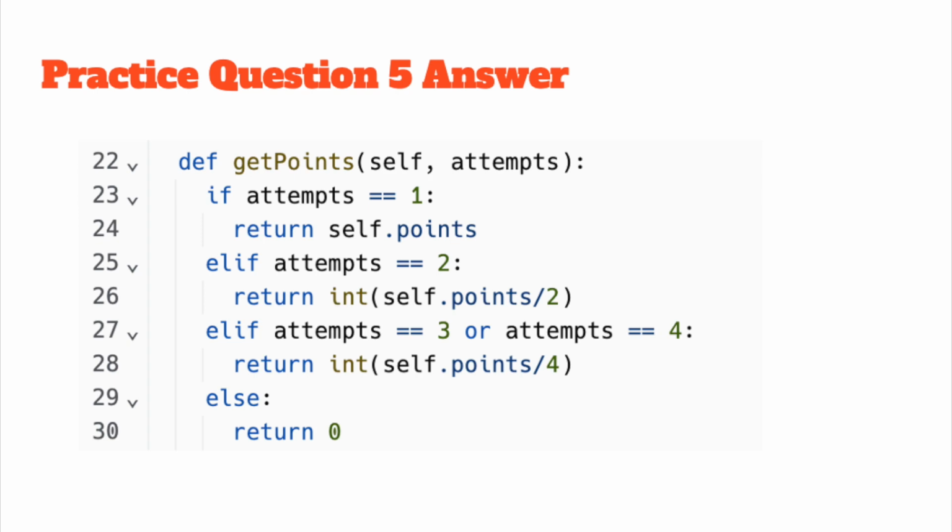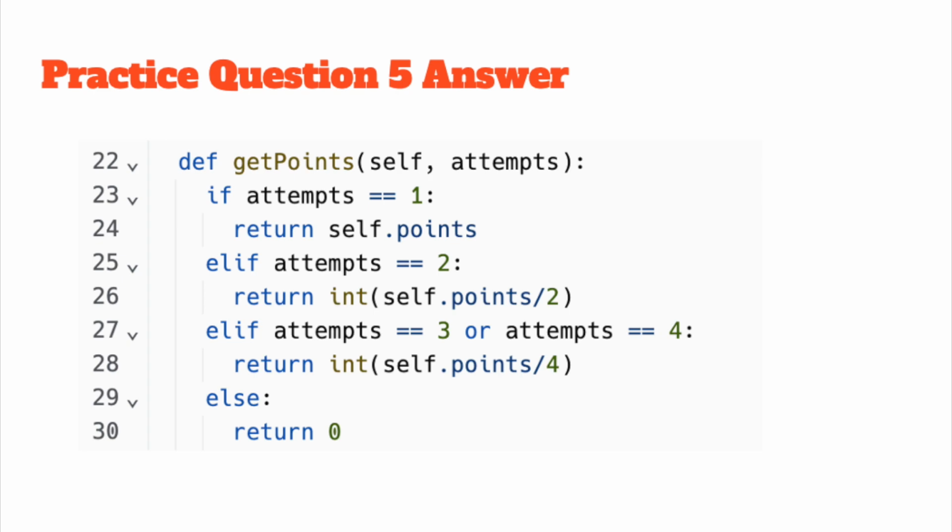Hopefully you've got something like this going. You define getPoints with self and attempts. If attempts equals 1, then you return self.points. Elif attempts equals 2, you return the integer of self.points divided by 2, or you simply do self.points // 2, which is div. Elif attempts equals 3 or attempts equals 4, we return self.points // 4 or the integer of self.points / 4, whichever way you've implemented div. Else we return 0.